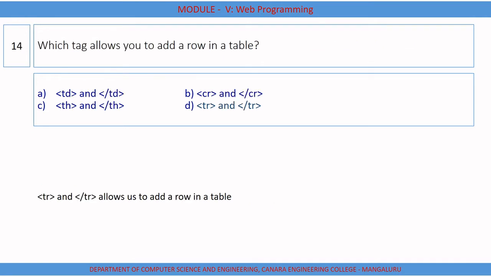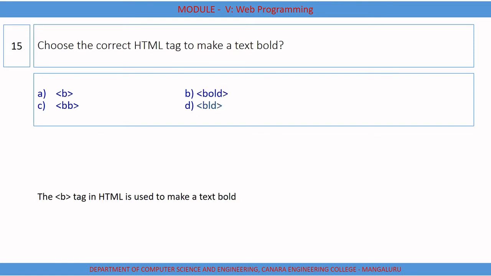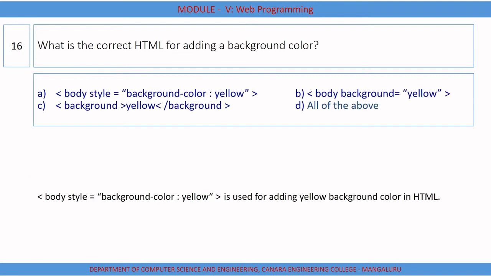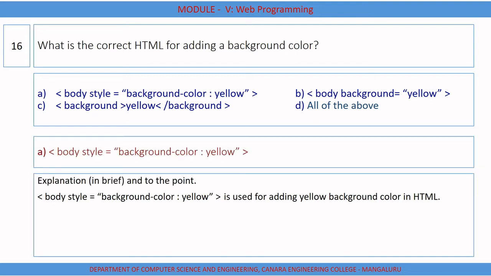If you want to add a row in a table, then TR and /TR. Answer is B. If you want to display bold text, that means answer is B and A. B is the tag, answer is A. And if you want to add a background color, then you can use inline CSS: body style equal to background-color colon. You can write any hexadecimal value, otherwise the name of the color is also okay. So answer is A.